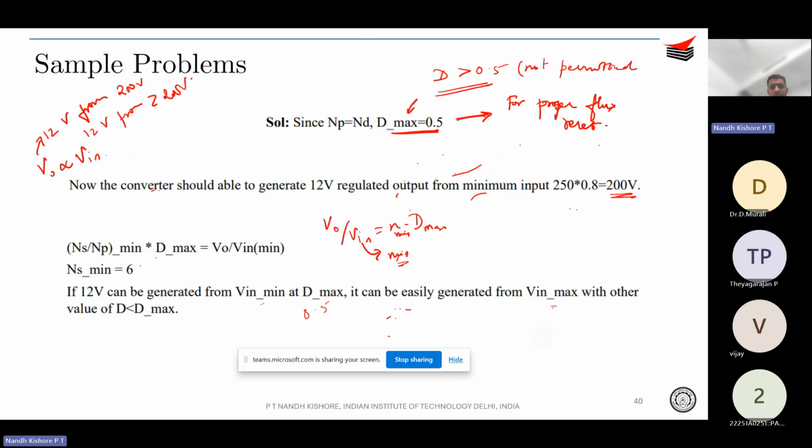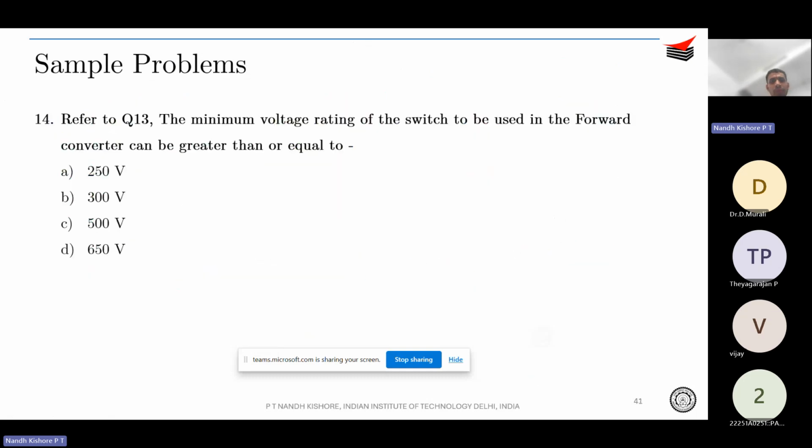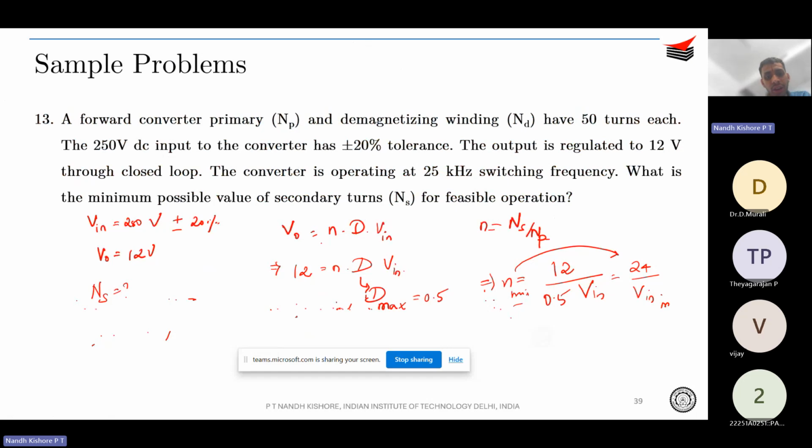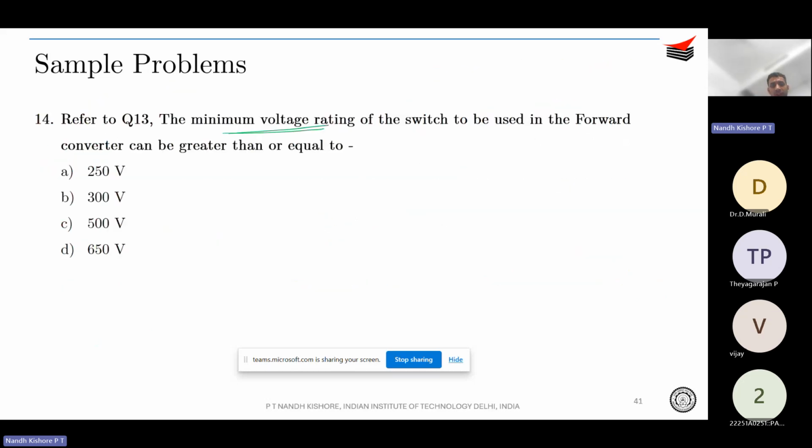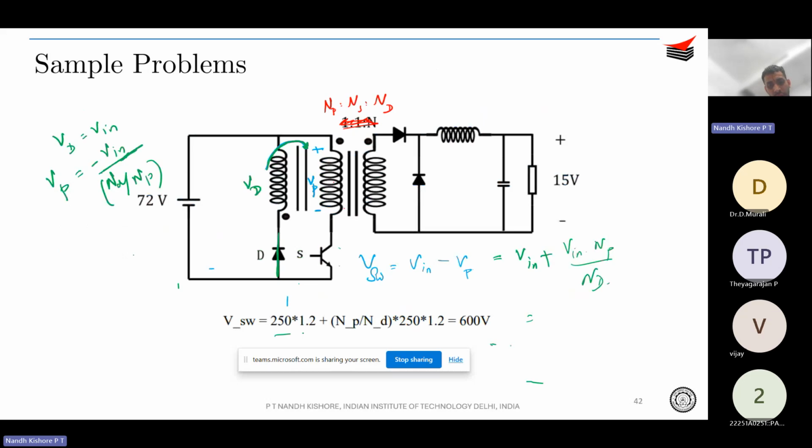Since they are asking for the minimum voltage rating of the device, that is, the device should be rated for at least this much voltage, obviously you need to take the tolerance into consideration, that is plus or minus 20%, right? So considering that, 250 into 1.2 is V in, and NP by ND into V in into this tolerance of 1.2. So it turns out to be 600 volts.